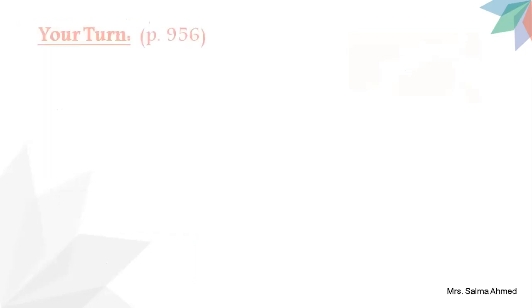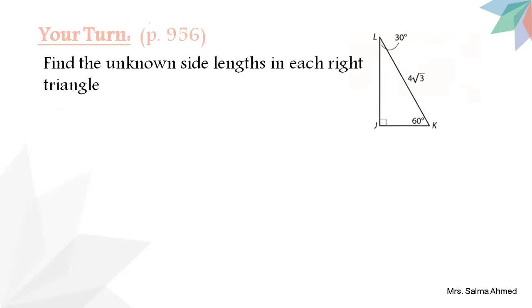Your turn, page 956. Find the unknown length for this. Now I have the hypotenuse, which is 4 root 3. I'm going to draw the triangle with the rule that the shortest leg is x, the hypotenuse is 2x, and the leg in front of 60 is x root 3. It will be very helpful when you draw it while you are answering.